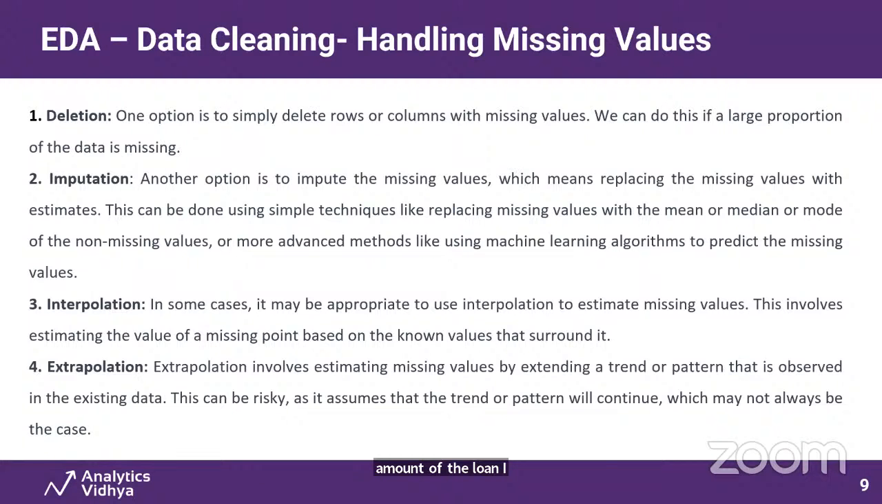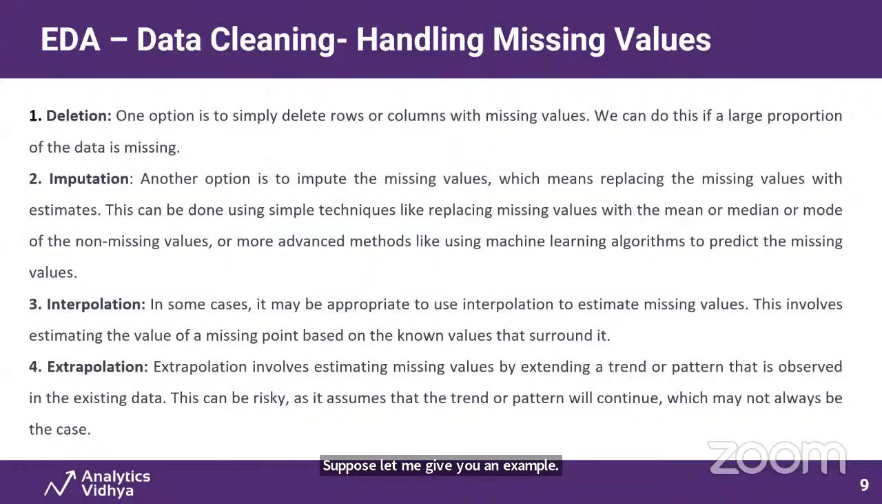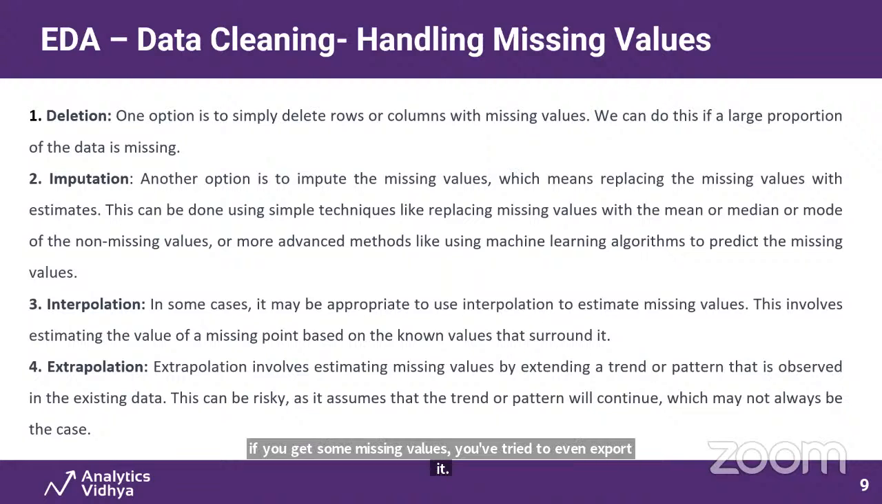Now, what is extrapolation? Extrapolation involves estimating missing values by extending a trend or pattern observed in the existing data. But this can be risky, because the trend and pattern may not always hold. You may understand a pattern in how the data is coming and try to impute the missing values with the same pattern. Suppose one M and then two females occurred, like MFF. If you get missing values, you try to extrapolate with the same pattern, MFF. But it cannot be the same case every time.